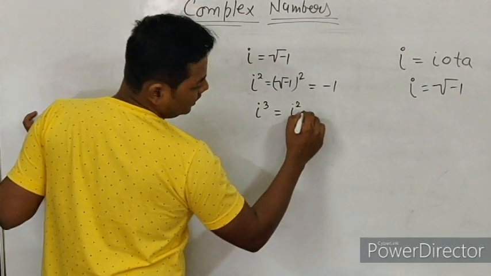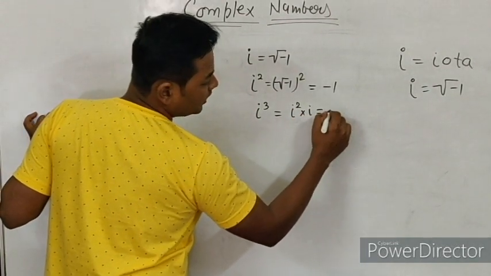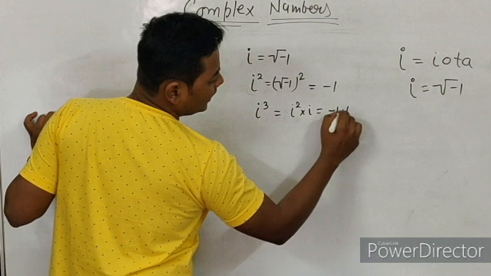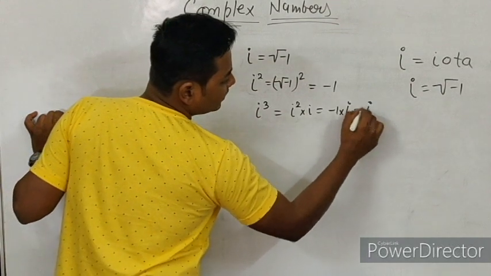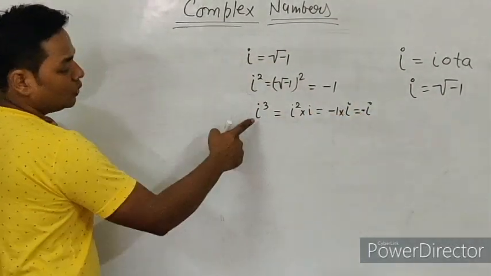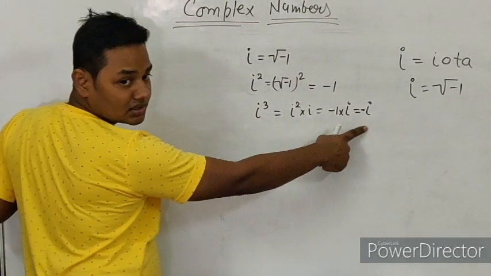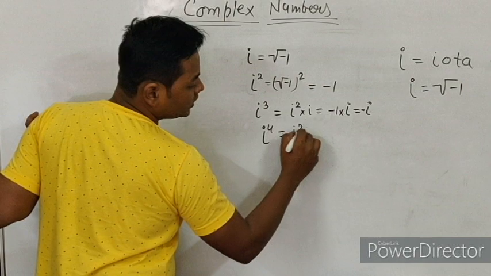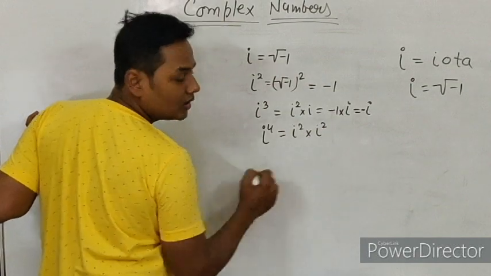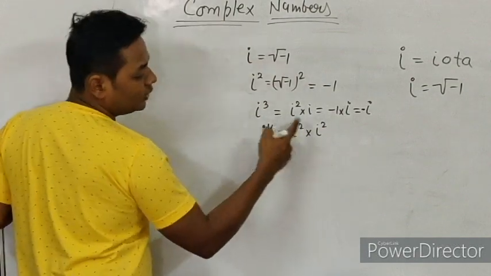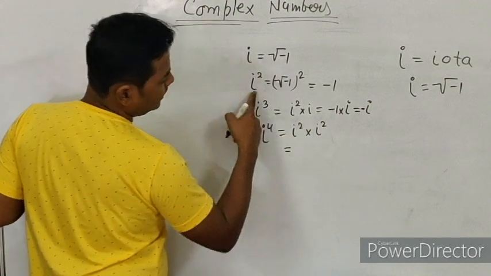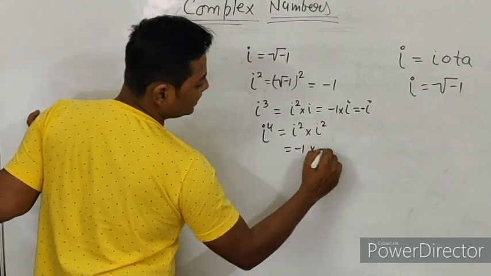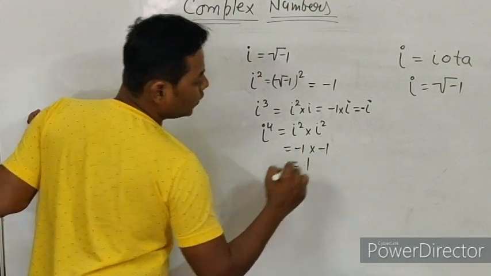Again, the cube of iota is equal to the square of iota into iota. So it becomes minus 1 into iota, so it becomes minus iota. So iota cubed is equal to minus iota. Iota to the power 4 is equal to iota square into iota square. As we know, iota square is equal to minus 1. So minus 1 into minus 1 is equal to 1.